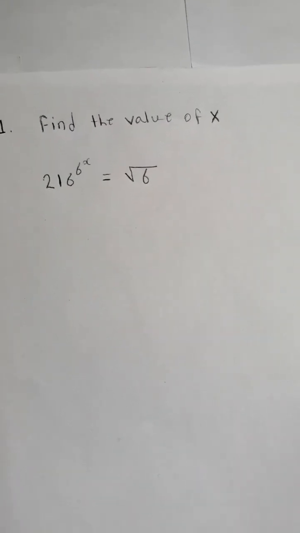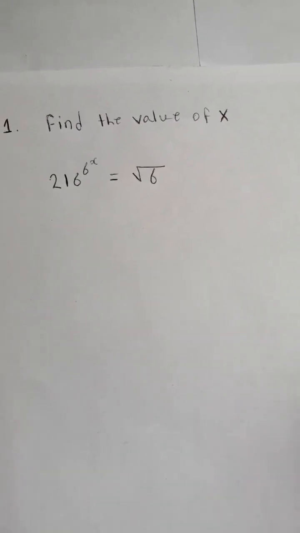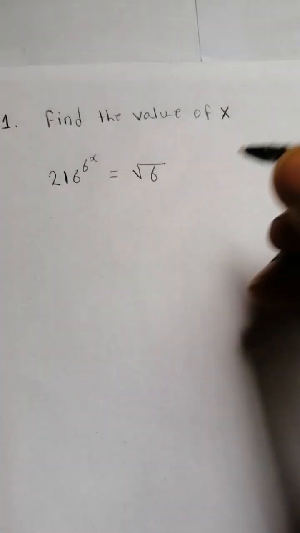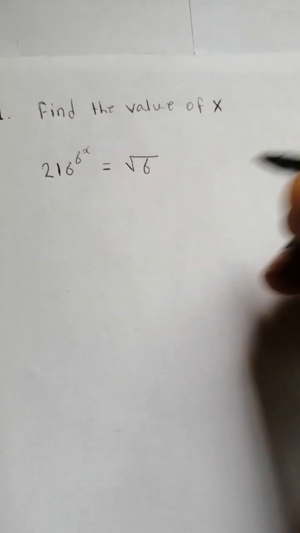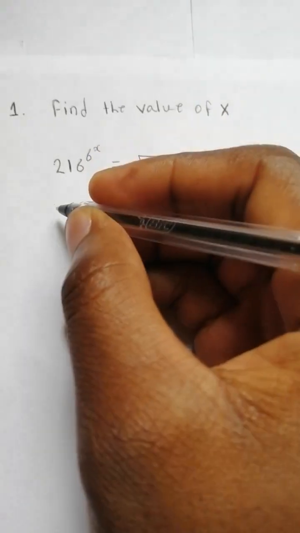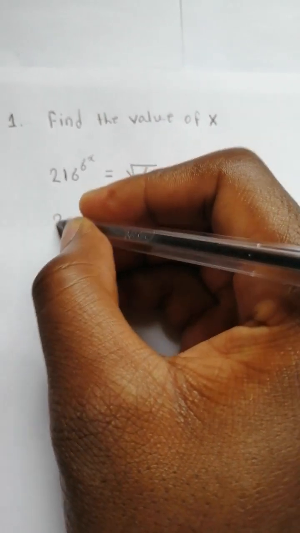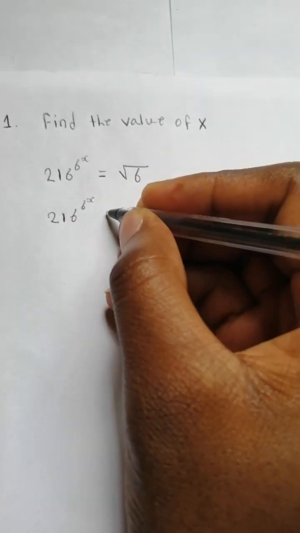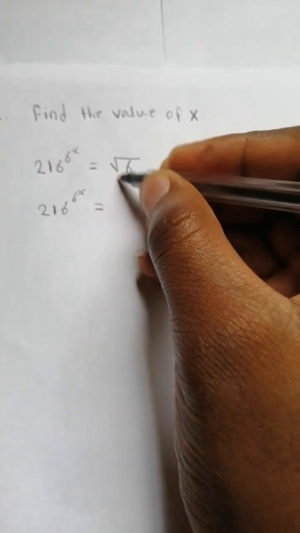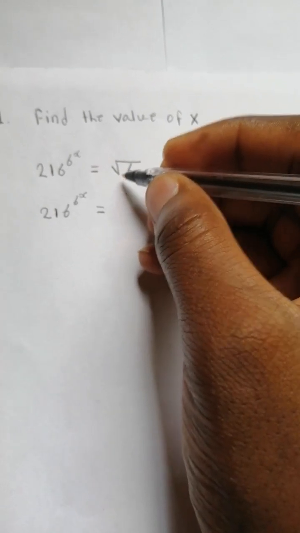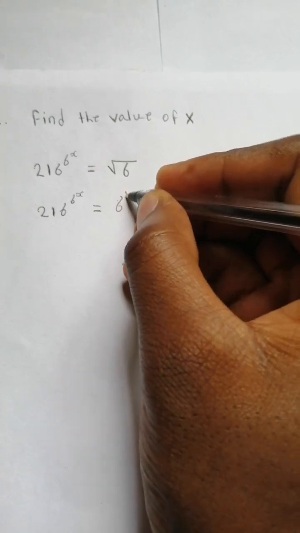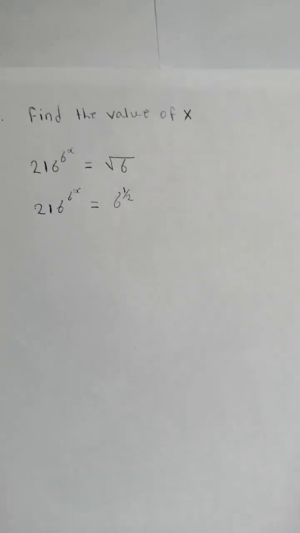Okay, so you have been given this exponential equation and then you have been asked to find the value of x. So how can you find the value of x? The first thing you should do is write this exponential equation. So it will be 216 raised to the power 6 to the power x should be equal to the radical, which should be written as 6 to the power 1 over 2, like that.